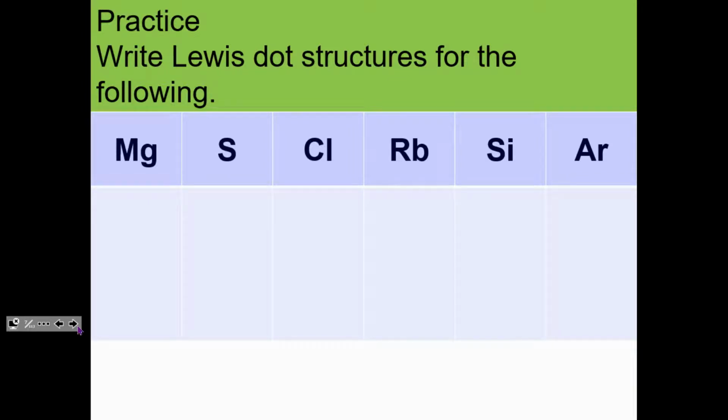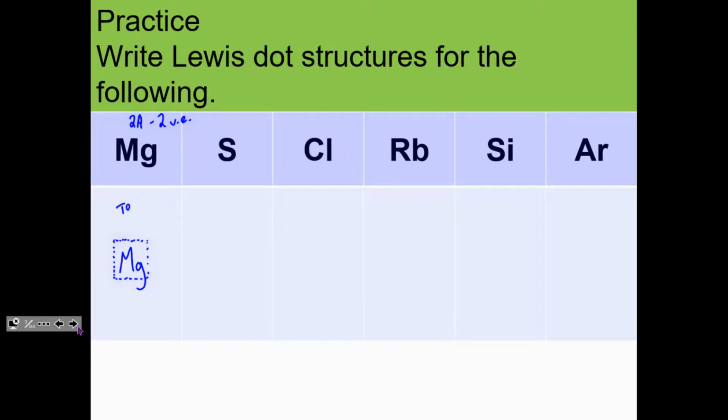For magnesium, the first thing I need to do is figure out where it is, and it's in group 2A on the periodic table. So it's going to have 2 valence electrons. So I'm going to start by writing the atomic symbol. And this is what I teach my students in class: I'm going to imagine that there's a cube around the atomic symbol. I have 4 sides to the cube, so I have 4 positions where I can put the valence electrons. So I only have 2.